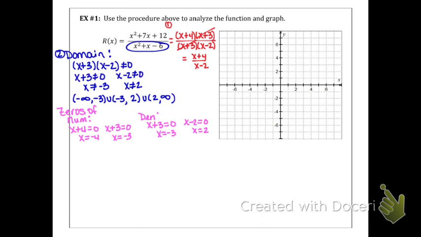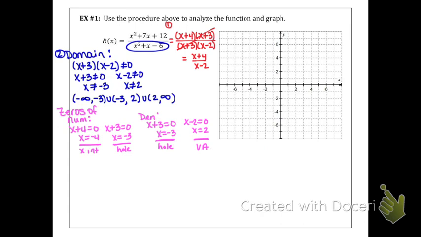And so remember that if they're not unique to either one of them, so it's in both of them, that's where our hole is going to be. If they're unique to the numerator, that's your x-intercept. And if they're unique to the denominator, that's your vertical asymptote.